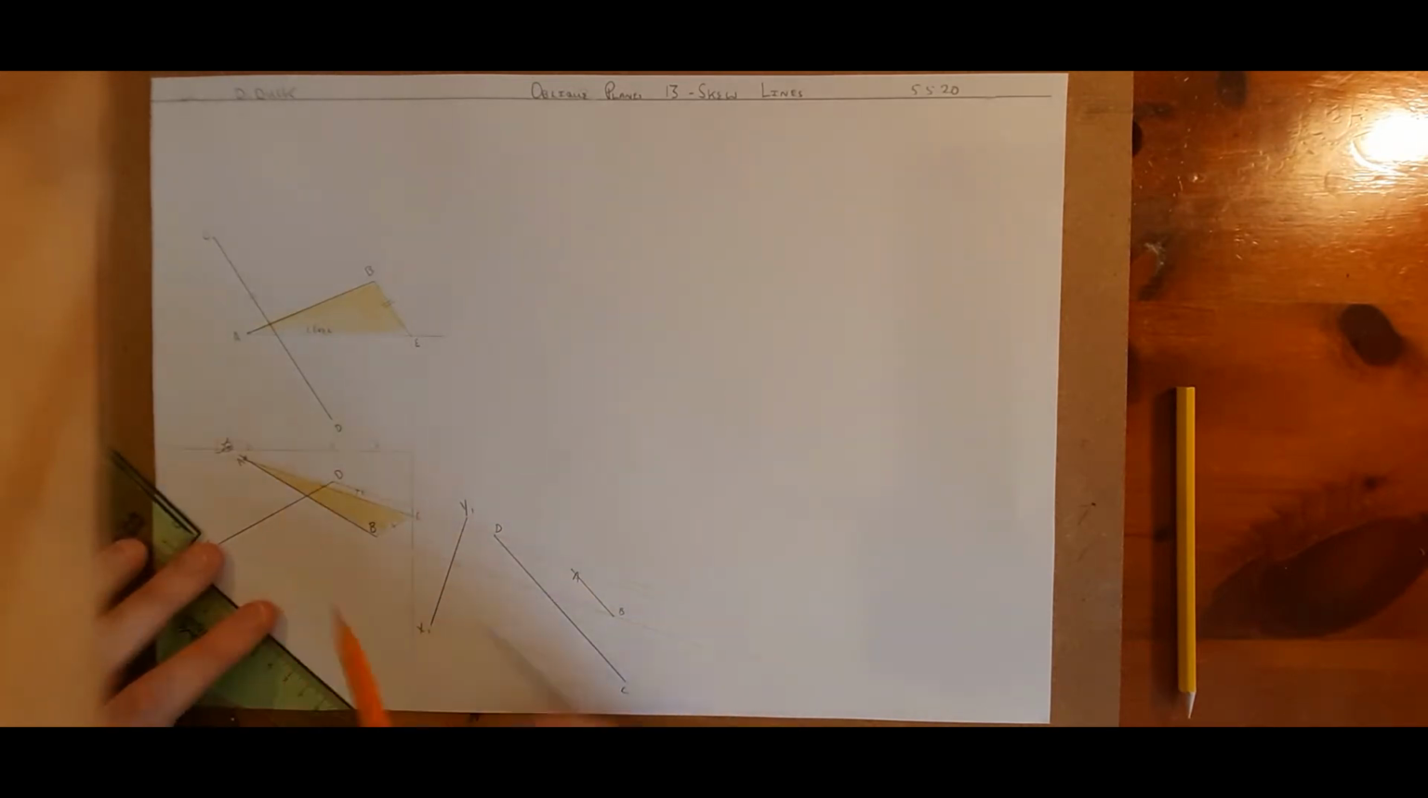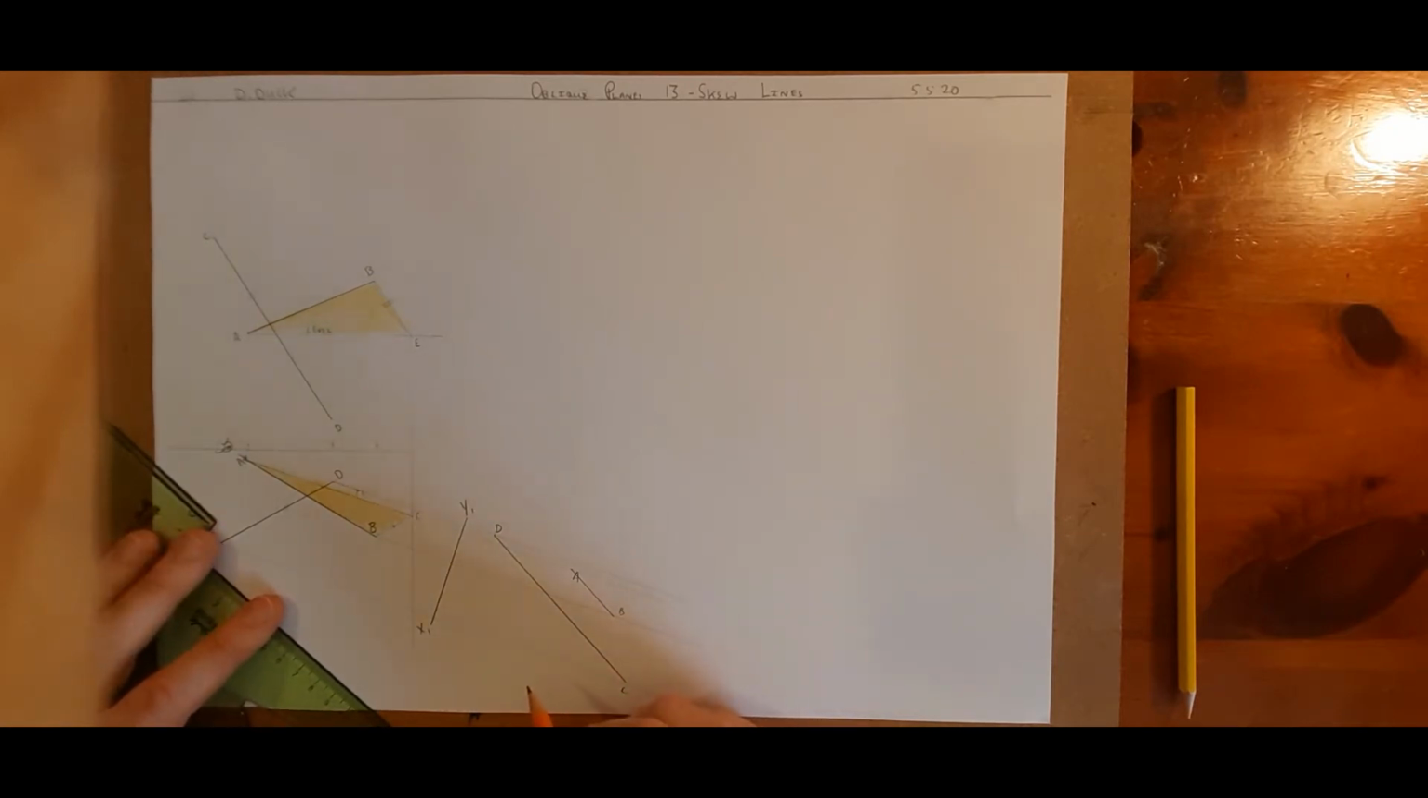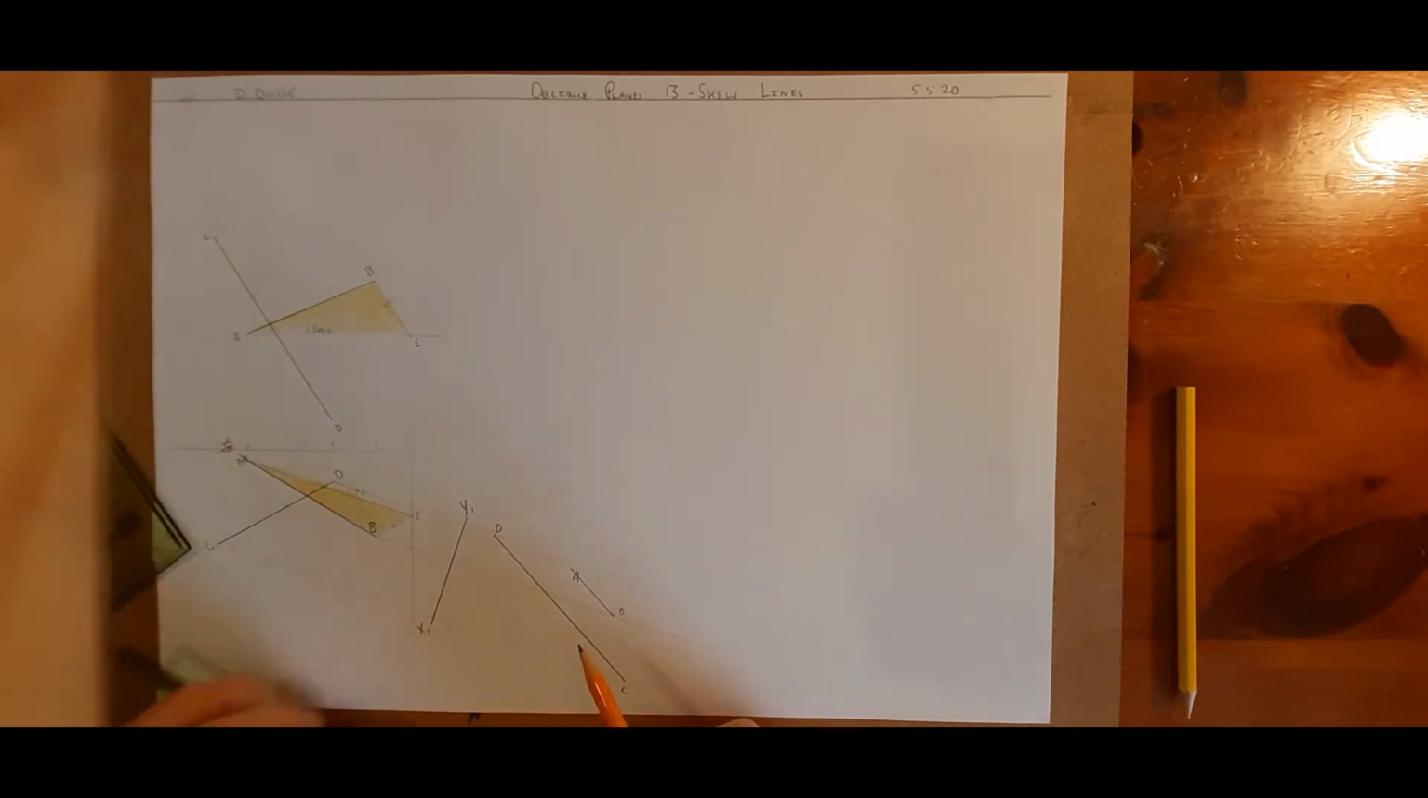Sometimes you could get a bit of human error and C might be off a mil or two. But by doing it this way, they'll definitely both be parallel. Now that's the two lines. We can see them as parallel because we've got an edge view of that plane.